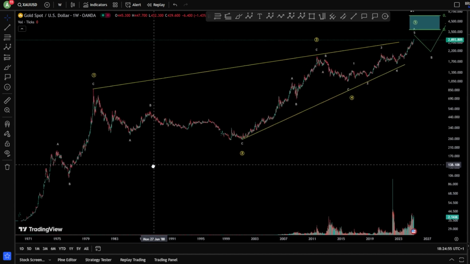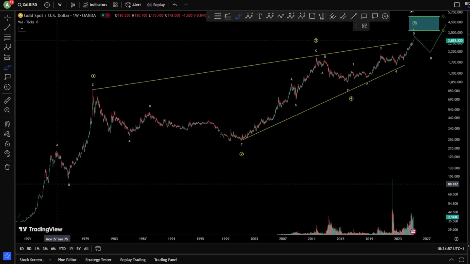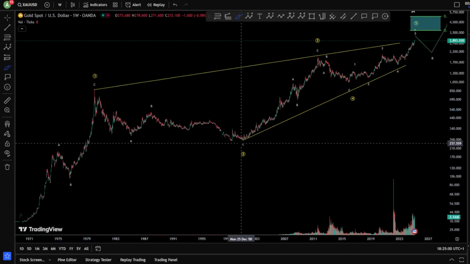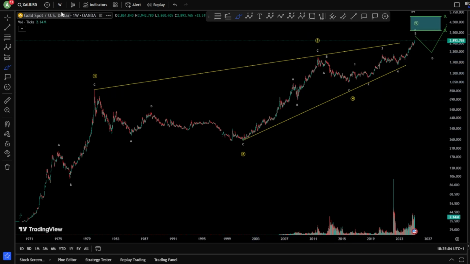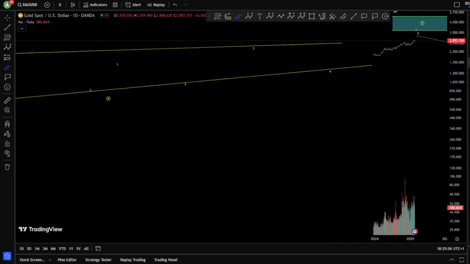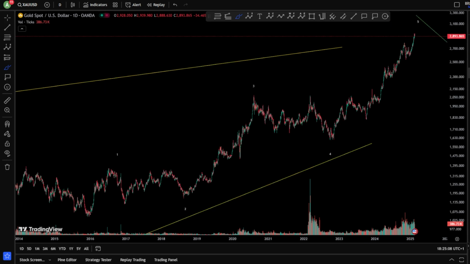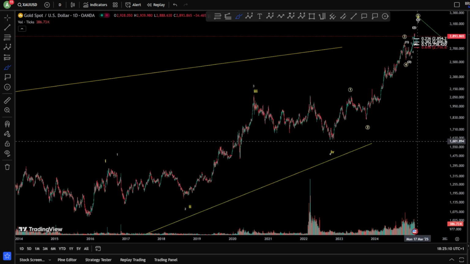It is a very clearly leading diagonal. There is no double 1-2s. There is no impulse here. Same as for here and same as for here. It's all about zigzags.